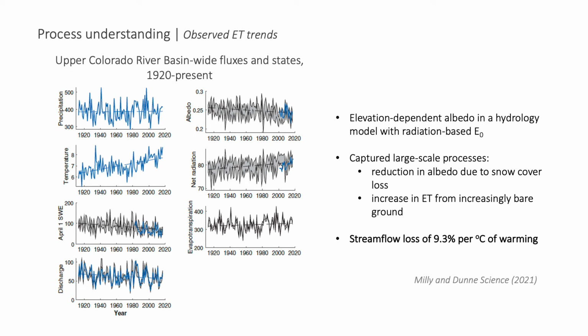And here we see yet another process understanding advance, where Milly and Dunne, in an upper Colorado River Basin-wide study of declining stream flow, looked at an elevation-dependent albedo in a fairly sophisticated hydrology model with a radiation-based evaporative demand, and they captured some large-scale processes that had before not been captured: the reduction in albedo due to snow cover loss and the increase in actual ET from that increasingly bare ground. And they showed a stream flow loss of 9.3% per degree of warming. If you're one of the 40 million people who rely on the Colorado River for your water, that's scary.